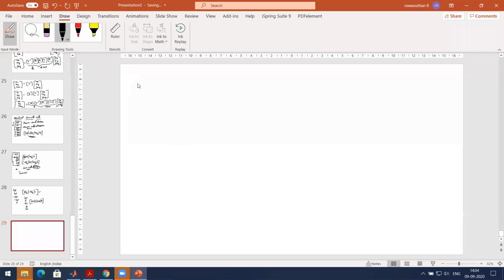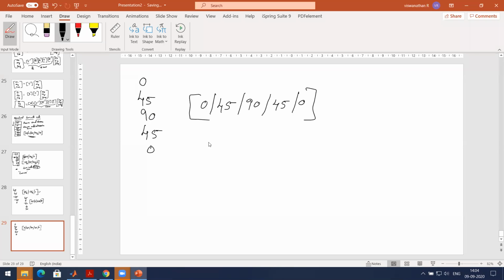Next is 0, 45, 90, 45, 0. For this what you do is 0 slash 45 slash 90, and then slash 45 slash 0. You can write it like that, but there is another way of writing this. It is 0 slash 45 slash 90 and then put a bar over the 90 and say this is symmetric.